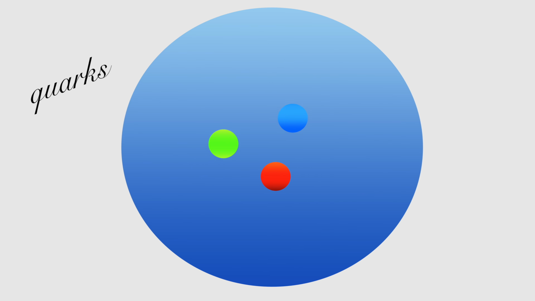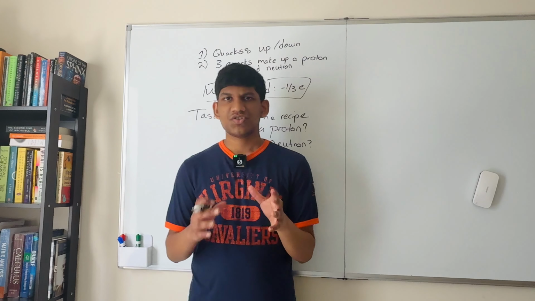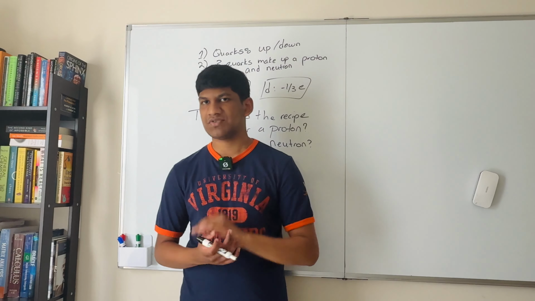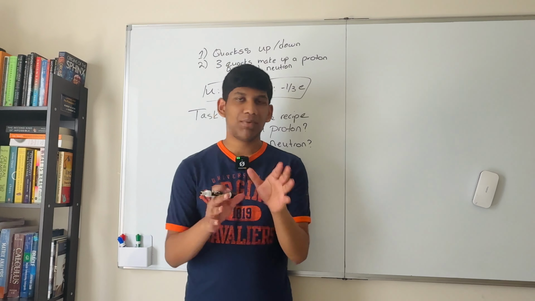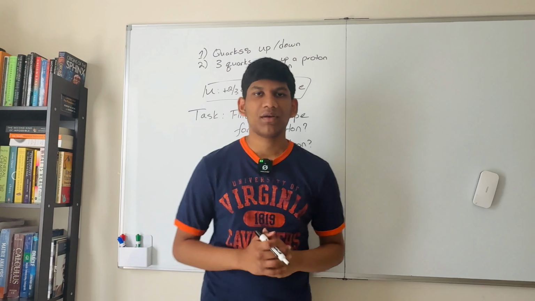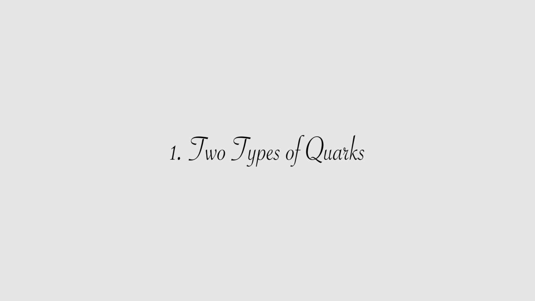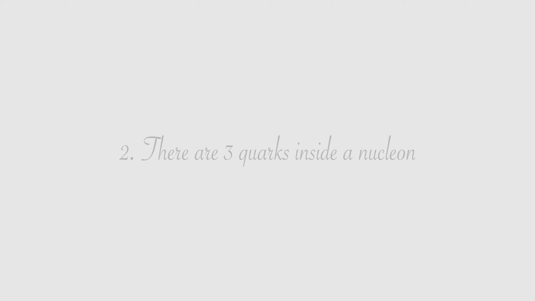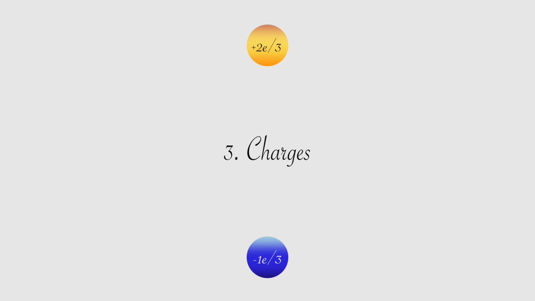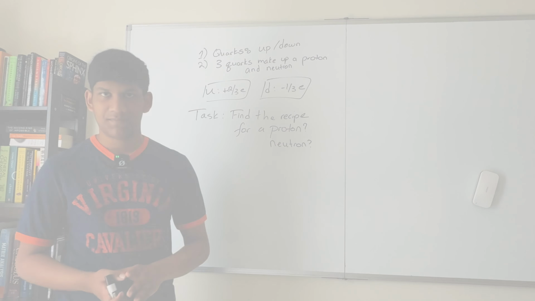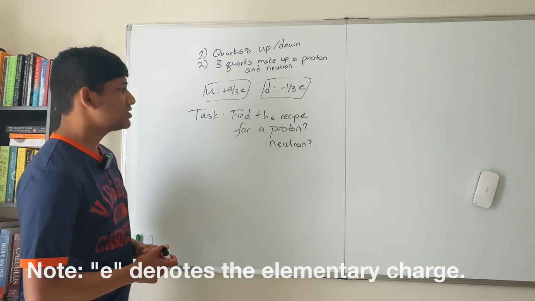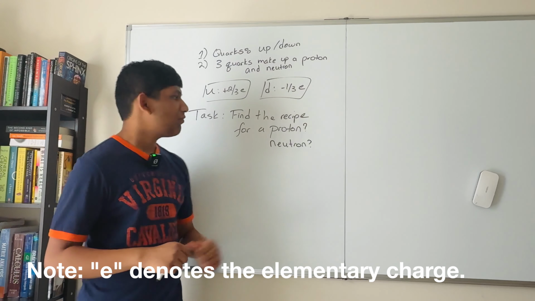But how is the proton composed of these particles? So given the ingredients, and given the quantity of those ingredients, can we find the recipe to make a proton and a neutron? Well, let's take a look. So right now, we have three pieces of information. Number one, there are two types of quarks we can use, the up quark and the down quark. Two, there are three quarks in a proton, and there are three quarks in a neutron. And three, the up quark has a charge of positive 2/3 e, and the down quark has a charge of negative 1/3 e.